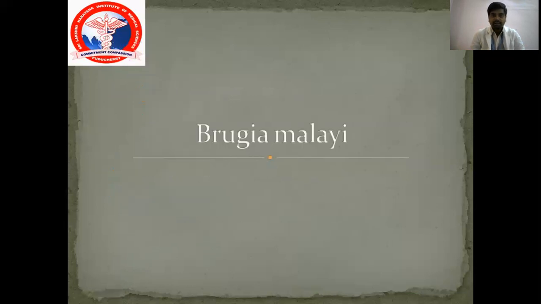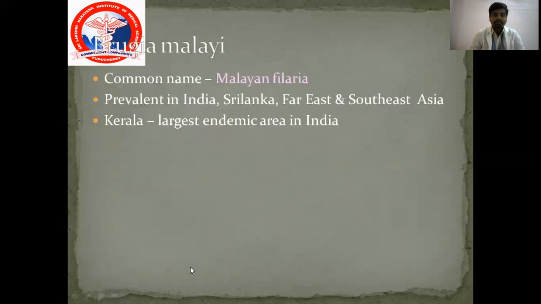So far we learned about Wuchereria bancrofti, the most common pathogen which causes elephantiasis in patients, especially in India and Africa. So that is prevention and treatment. Among this, another filarial organism causing infection is Brugia malayi. Brugia malayi is the Malayan filaria, prevalent in India, Sri Lanka, and parts of Southeast Asia. Kerala is the largest endemic area in India. So obviously, you came to know why it has that species name.